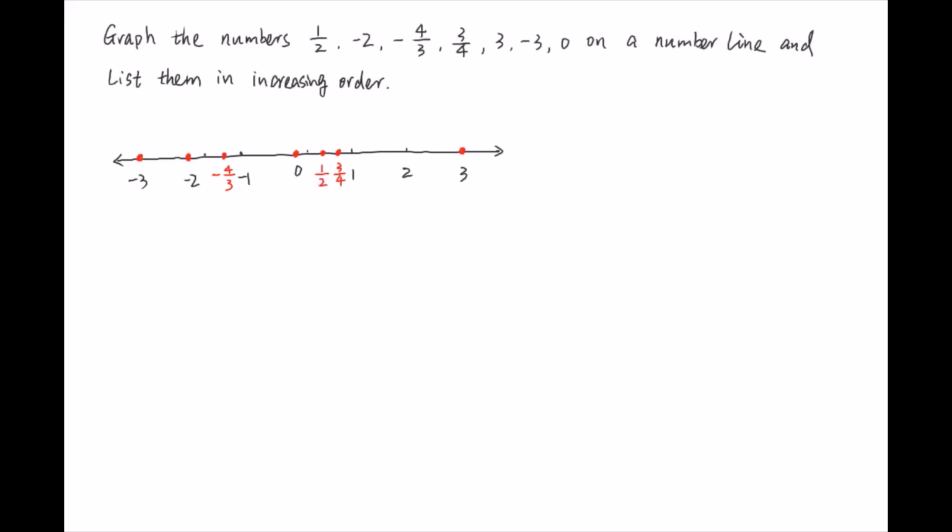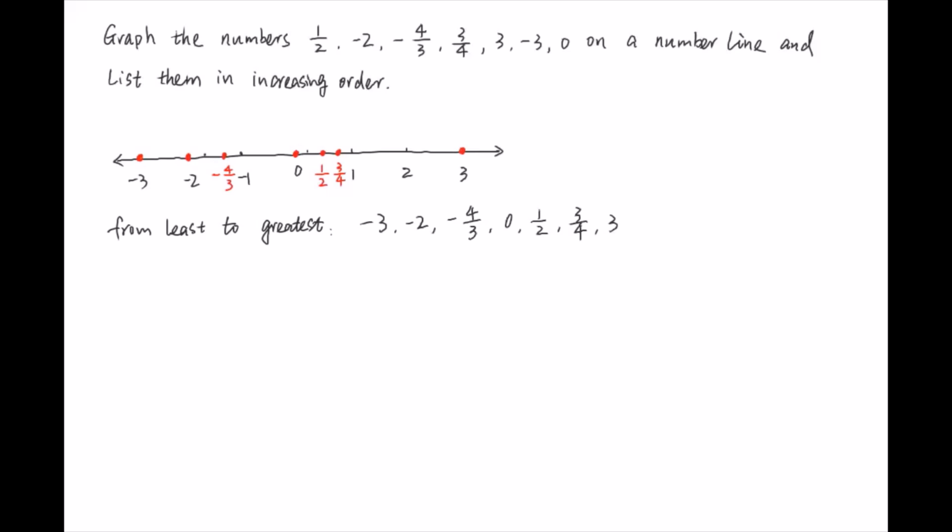As we know, numbers increase from left to right. So we can list them in increasing order, from least to greatest: -3, -2, -4/3, 0, 1/2, 3/4, and 3.